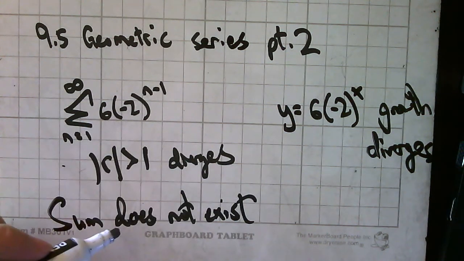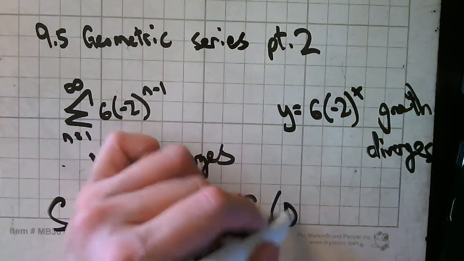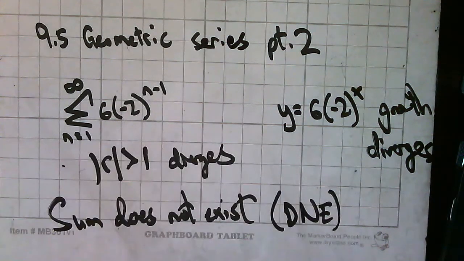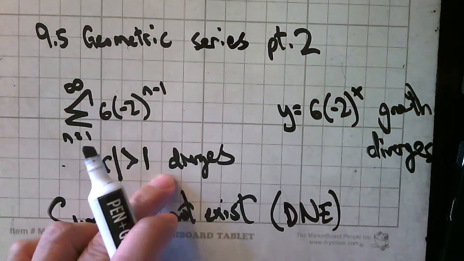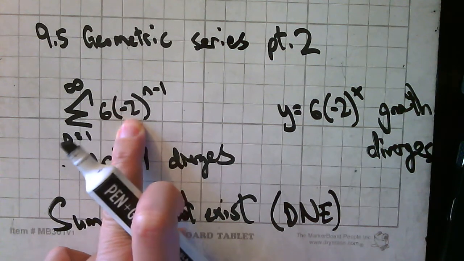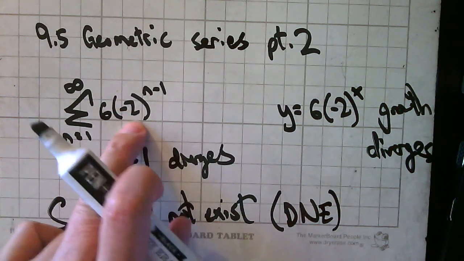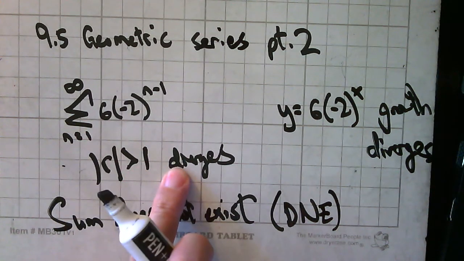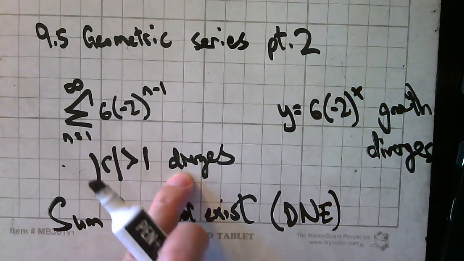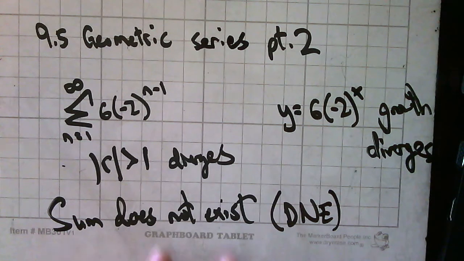Sometimes you'll see them shorthand this as DNE, right? So our sum, if it diverges, in this case our r is bigger than 1, or the absolute value of r is bigger than 1, so it's going to diverge. So it's going to go to infinity. So since it's going to infinity, we can't add up the sum. So our sum does not exist. Okay, let's look at another example.